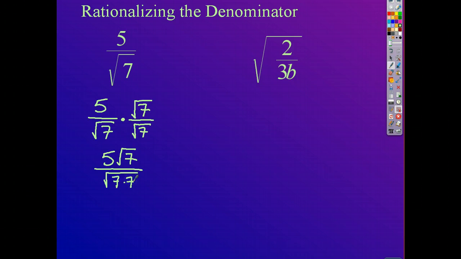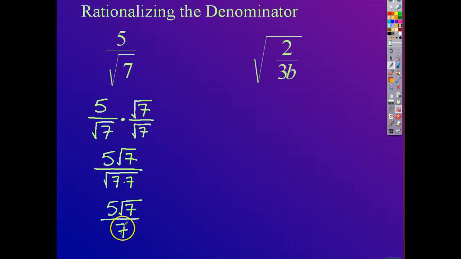Well, that's going to be 5 radical 7 over 7. Okay? This is radical 7 times radical 7, right? The square root of 7 times the square root of 7. That's going to be 7. Okay, because it ends up being the square root of 7 squared, or 49, and that becomes 7.